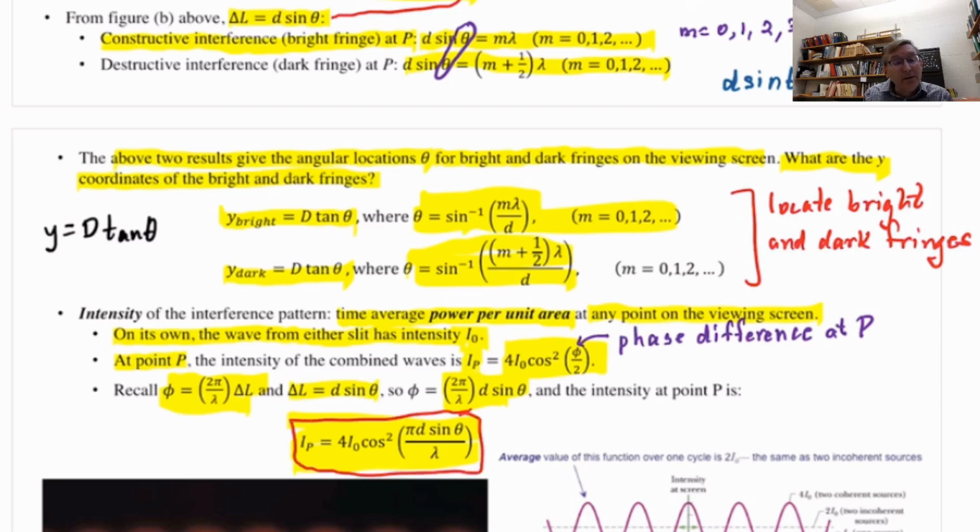4 times I0, 4 times the intensity from one slit, times cosine squared of pi, little d, the sine of the angle theta at point P over the wavelength. Note, to use this result correctly, your calculator must be in radian mode. When you do that cosine squared, the calculator must be in radian mode.